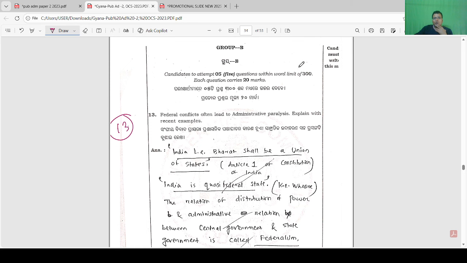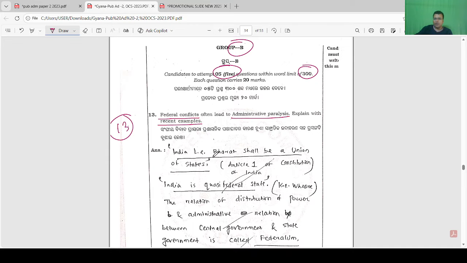Okay, now Group B question 5, with a 300 word limit, means 4 pages. Here you will get 4 pages to write your answer. Federal conflict often leads to administrative paralysis. Give a recent example. This is basically center-state relation. So what is federalism? Center-state relation. We have witnessed various forms of federalism, and the reasons for federal conflict.